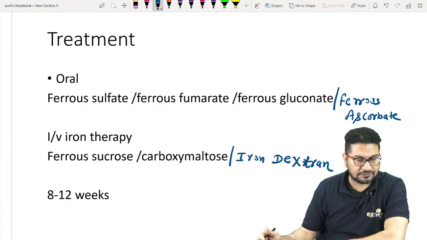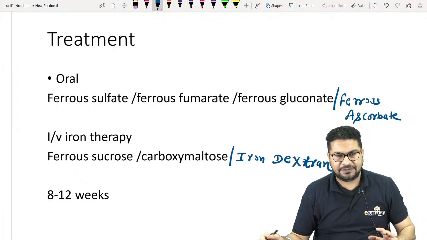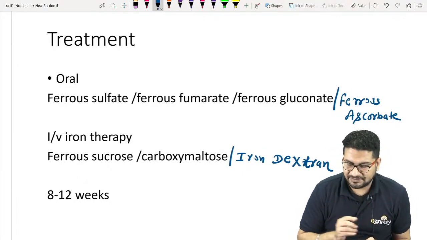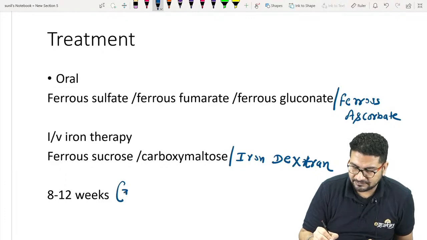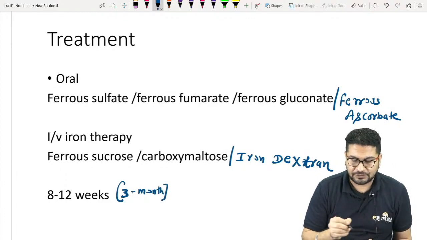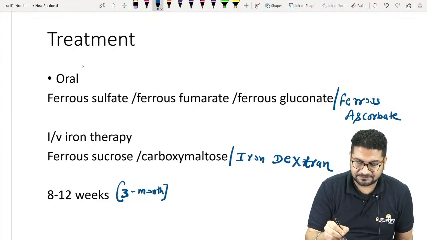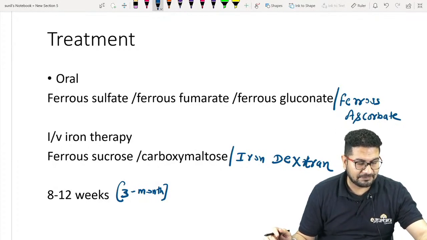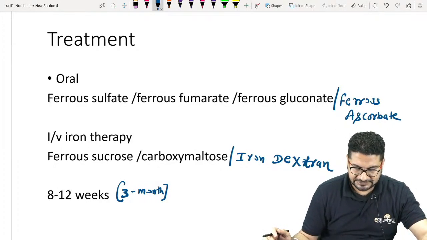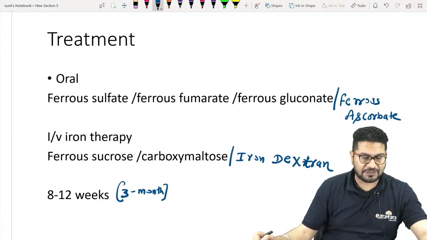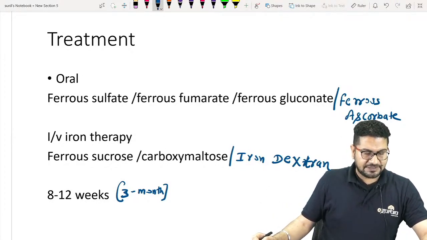Right? So understand this. It will take about 8 to 12 weeks, which means approximately 3 months. It's a deficiency, it will not be treated in one day. So by oral supplementation, it will take at least a minimum of 3 months. Am I clear? So this is about your iron deficiency anemia. If you have any doubt, you can ask.